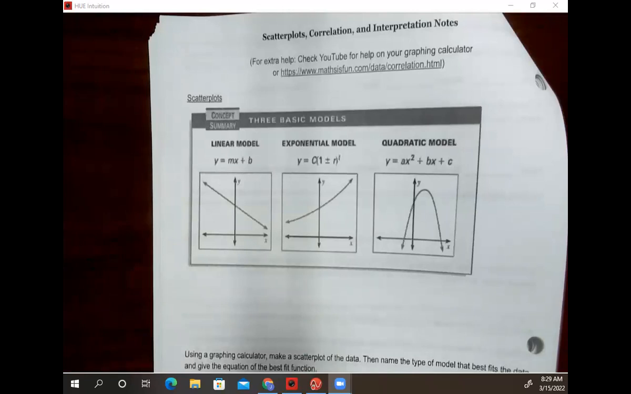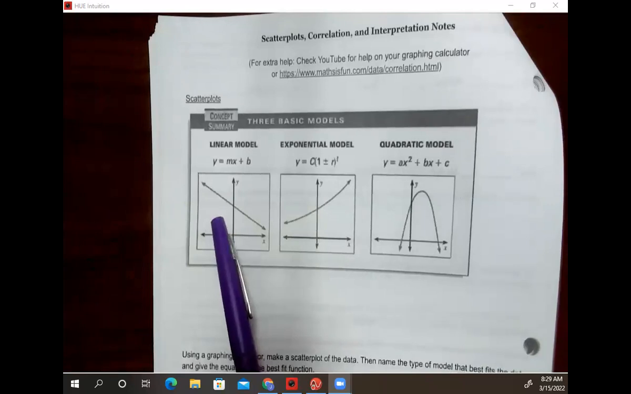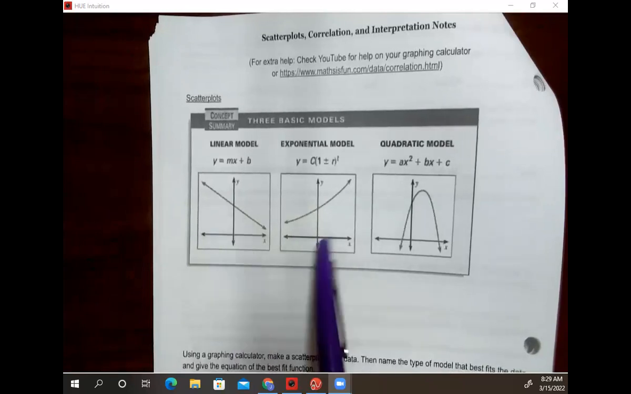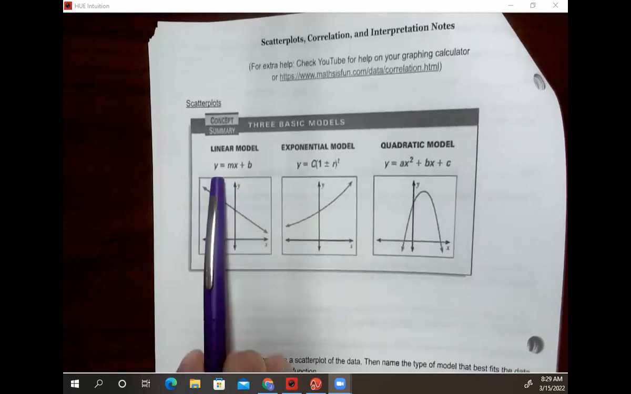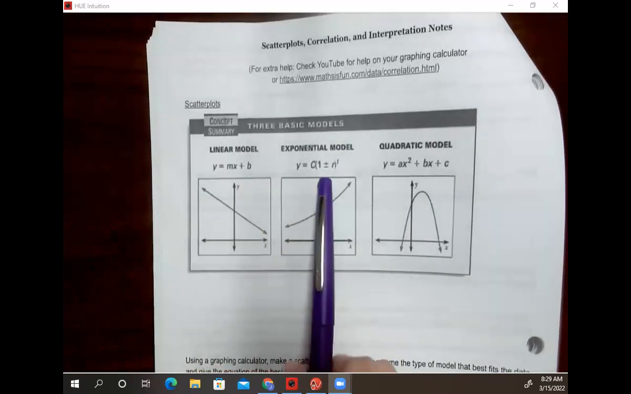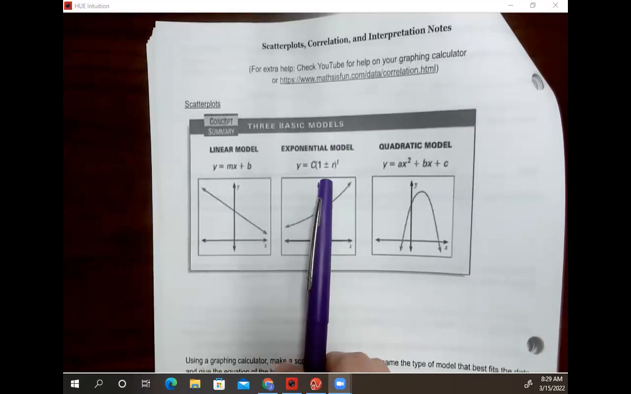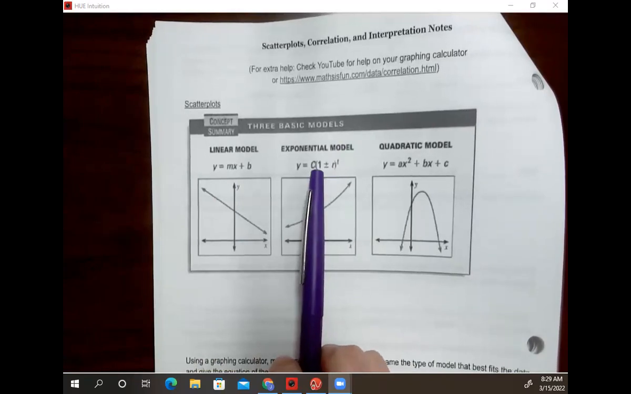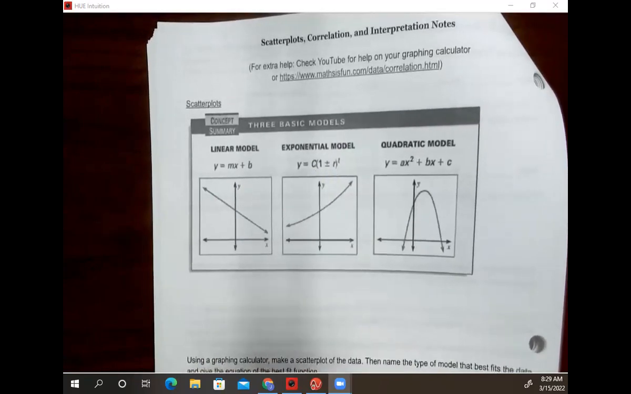Everything that we look at for our scatter plots is either going to be something we can describe as a linear model, an exponential model, or a quadratic model. And we've seen all these types of functions before. So basic form for linear model, for an exponential model, we have a plus or minus here because if it's exponential growth, it would be 1 plus that rate. If it's exponential decay, it would be 1 minus that rate. And then for our quadratic model, we've got some standard form there for us.